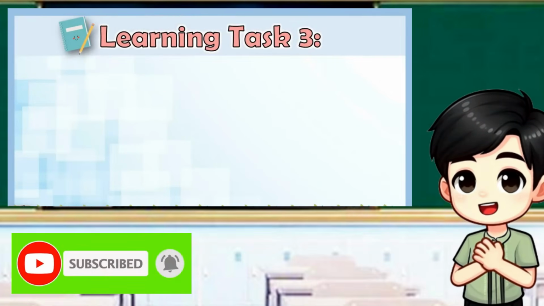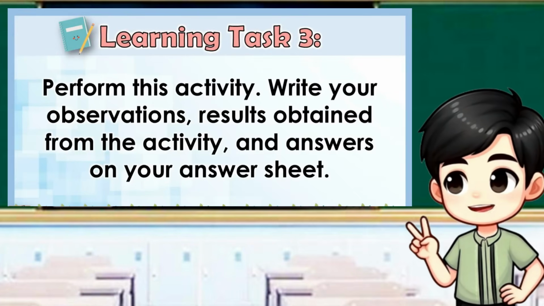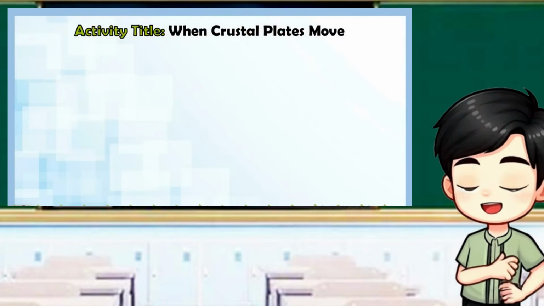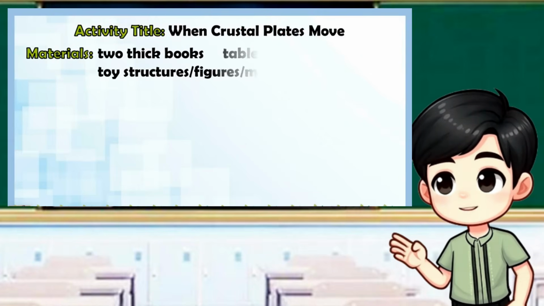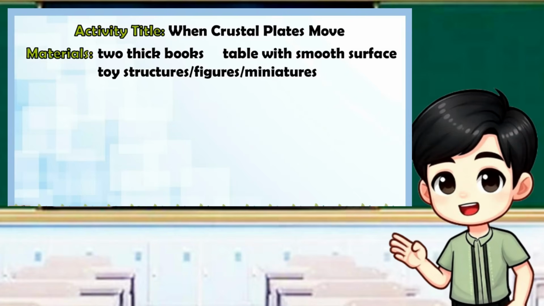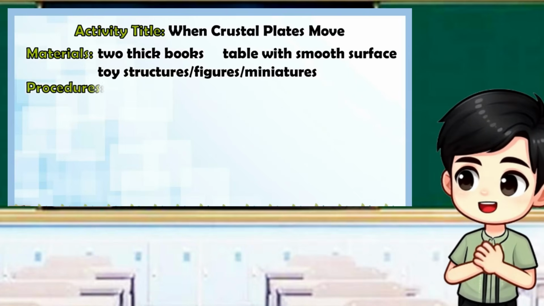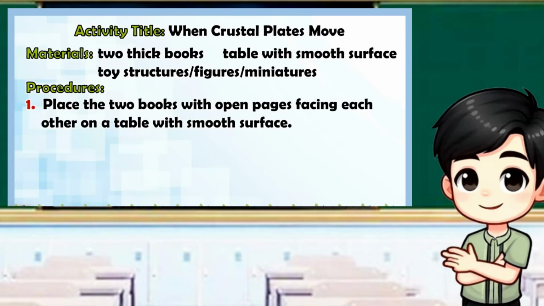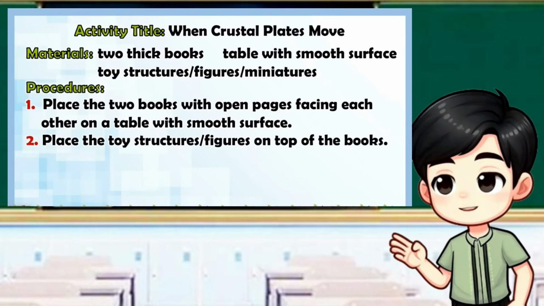For learning task 3, perform this activity, write your observations, results obtained from the activity, and answers on your answer sheet. The activity title is When Crustal Plates Move. Materials needed are 2 thick books, table with smooth surface, toy structures, figures, miniatures. Procedures. First, place the 2 books with open pages facing each other on a table with smooth surface. Second, place the toy structures, figures on top of the books.